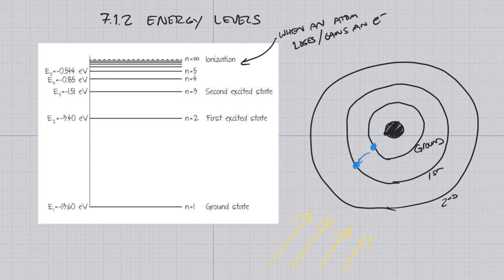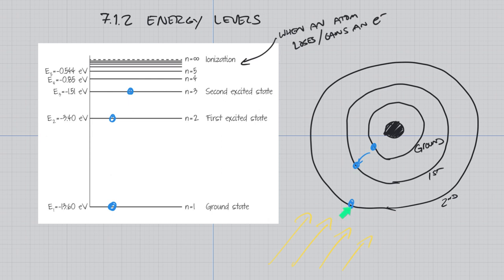It has to be at those certain points. So that electron could be here at our ground state. It could be here at our first excited state. It could be here at our second excited state. And those different positions have different amounts of energy that is associated with them. Think about it in terms of potential energy. The ground state, the electron has the least potential energy. As it goes up, it has more potential energy.